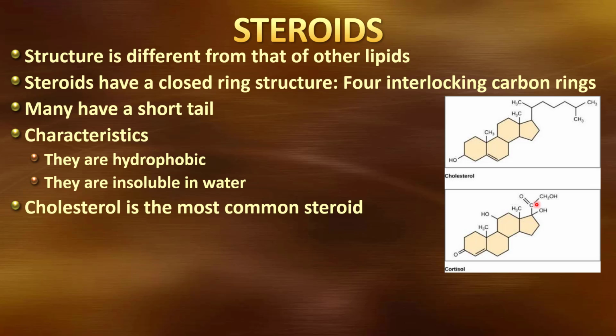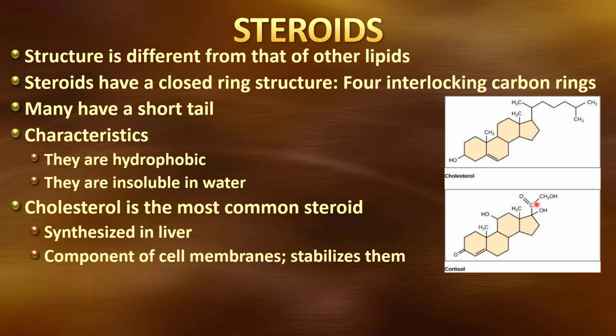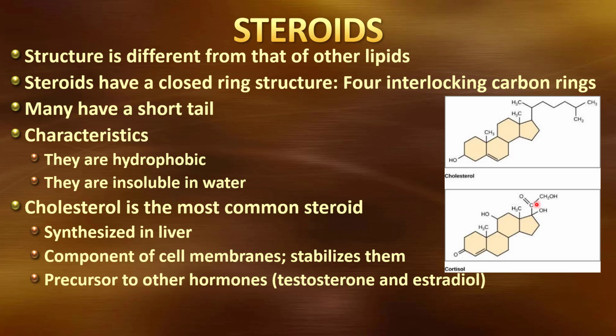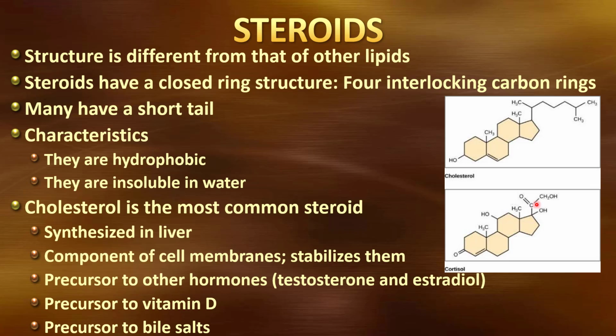The most common steroid we find is cholesterol, which is what you see on the top there. Cholesterol is synthesized in the liver. It is another component of cell membranes. So not only do we have phospholipids in our membranes, but we also have cholesterol in our membranes that helps to stabilize them a little bit. It's also a precursor to other hormones like testosterone and estradiol. It's a precursor to vitamin D. It is also a precursor to bile salts.